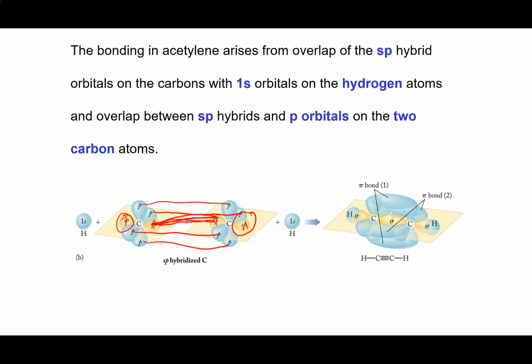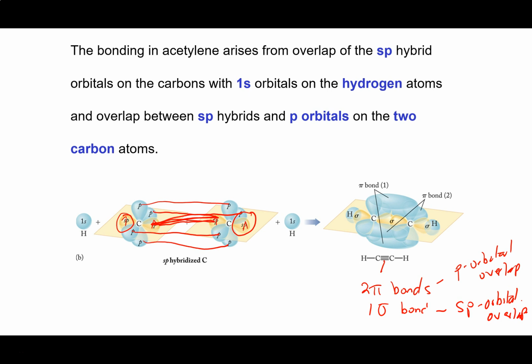The 1s on the hydrogen overlaps with the sp hybrid orbital on the carbon. And between the carbons, you've got overlap of half-filled sp hybrids, but then you've also got overlap between those 2 unhybridized p orbitals forming 2 pi bonds. So that triple bond ends up being 2 pi bonds and 1 sigma bond. The pi bonds are formed through the p orbital overlap, and the sigma bond is formed through sp orbital overlap.